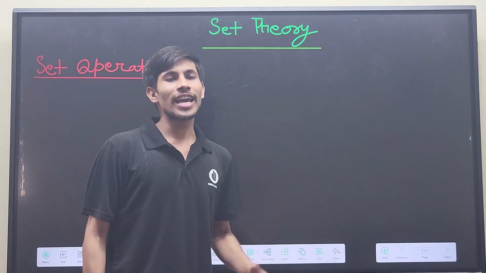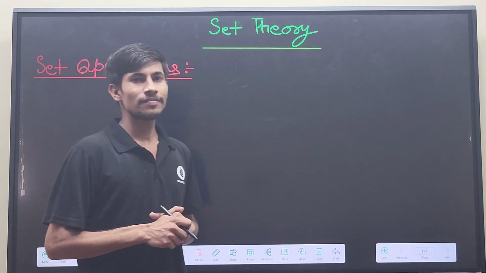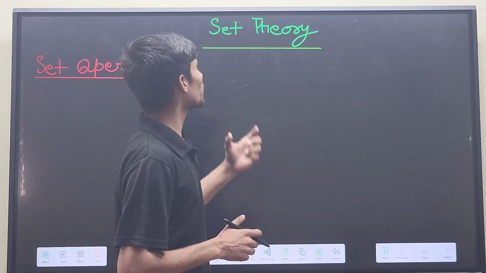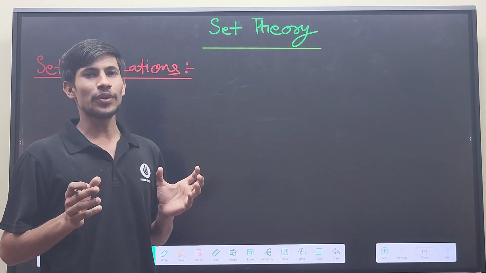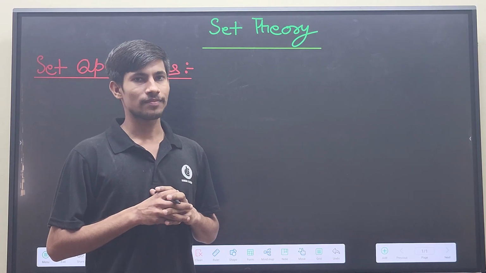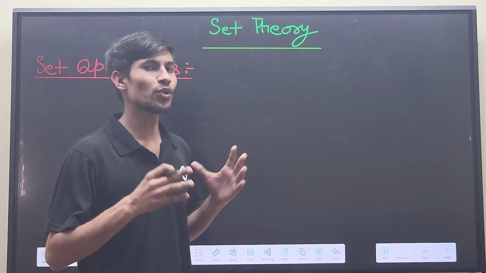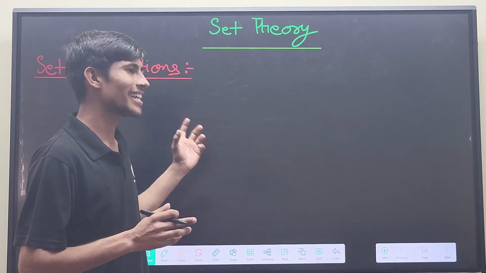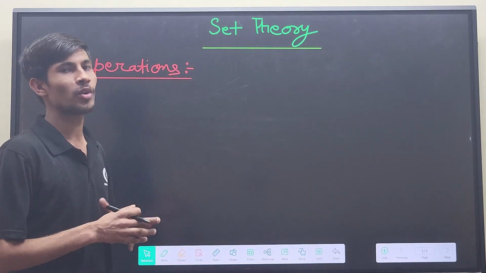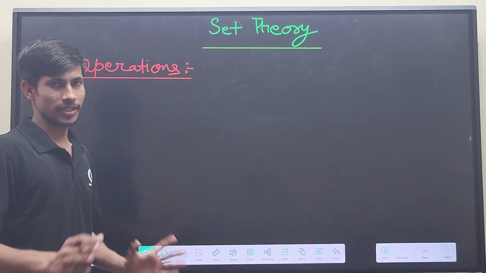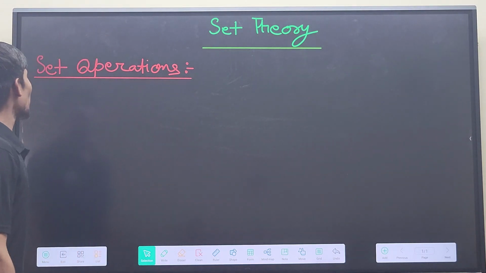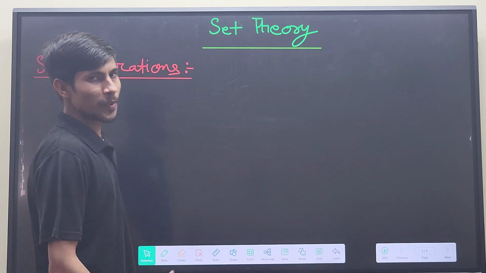Okay. So let's start today's session, which is set operations. Let's recall what we have covered in the previous lecture. We have covered the set theory, the introduction of set theory. We have also covered how many types of sets there are, how to represent a set, what is set builder form, what is roster form. Now we are going to learn about set operations.